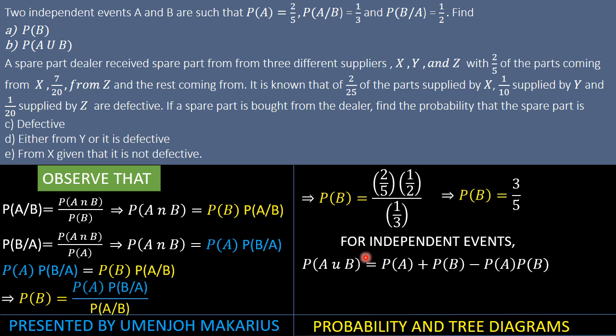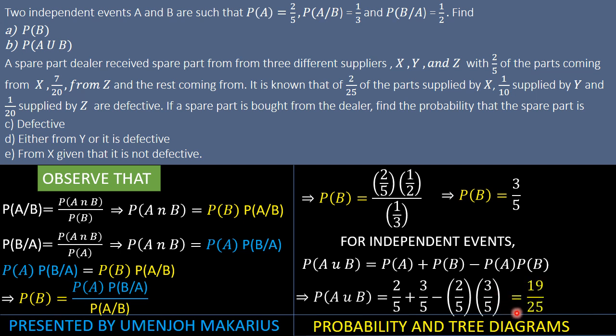So friends, if we plug in everything, we are going to have the probability of A union B to be the same as the probability of A, which we have here to be 2/5, plus the probability of B, which is what we calculated, 3/5, minus the probability of A, which is 2/5, times the probability of B, 3/5. So if we simplify, you'll see the answer to be 19/25. Great. So that's the answer for the first part. Let's move on to the next part.